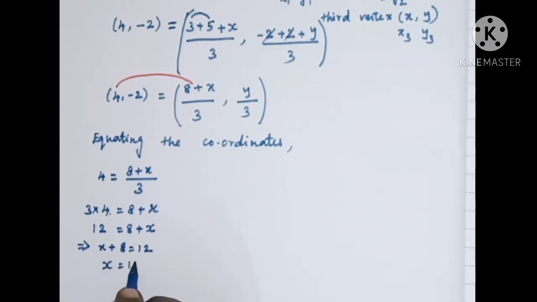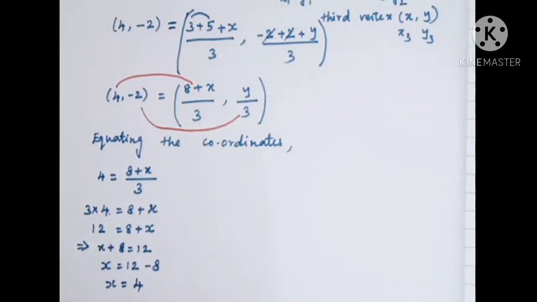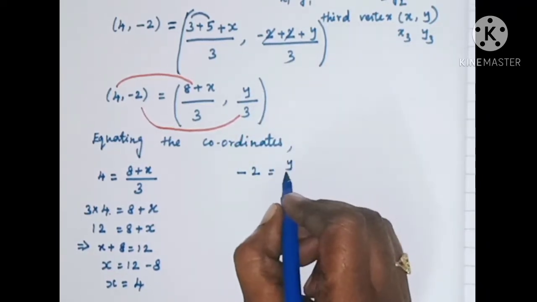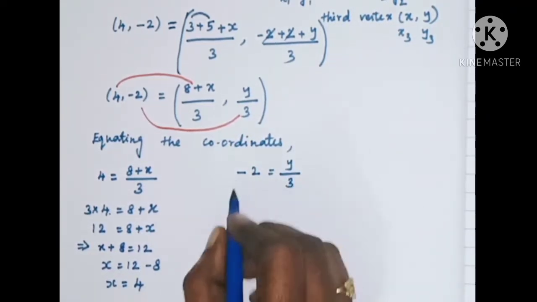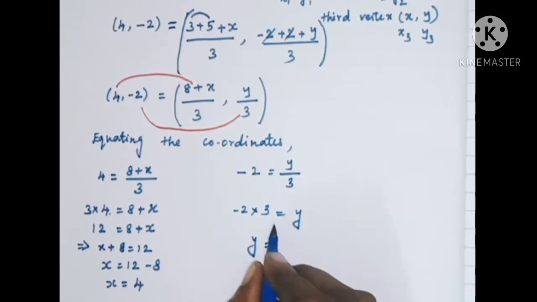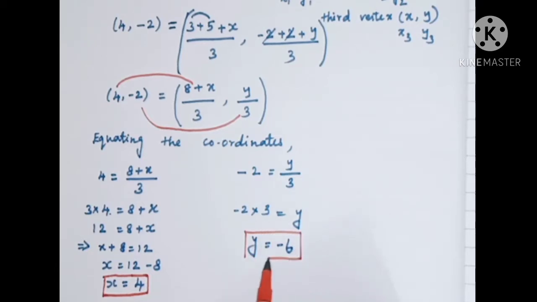So x is equal to 12 minus 8, which is 4. Next, we have to equate the y coordinate with the other coordinate. Equating, we get minus 2 is equal to y divided by 3. So, minus 2 into 3 is equal to y, which is minus 6. Y is equal to minus 6. So, the value of x is 4 and the value of y is minus 6.